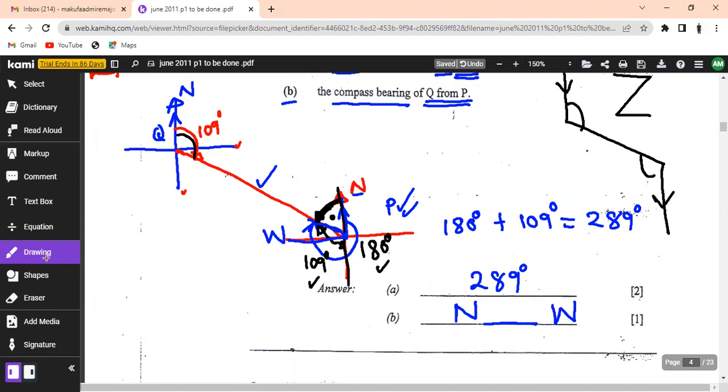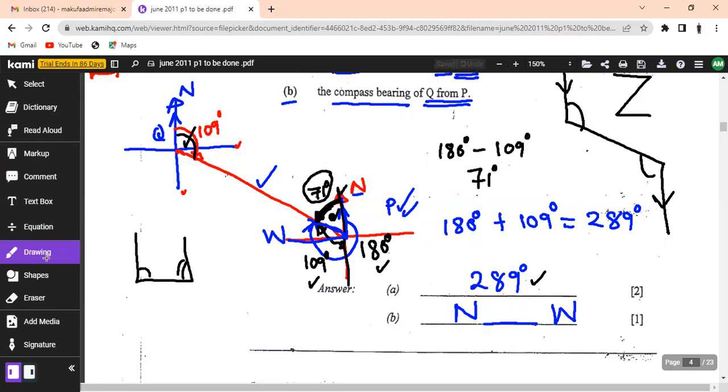So to find this angle, there are so many ways. Remember, this 109 and this angle here, they form a C. They are co-interior angles, so they add up to 180 degrees. So to find the angle at P there, we are going to subtract 109 from 180 degrees, and it's going to give us 71 degrees. So it means this angle here is 71, or you could have subtracted 289 from 360, it's still one and the same thing. So if this angle is 71, that is the angle between the North Pole and the West.